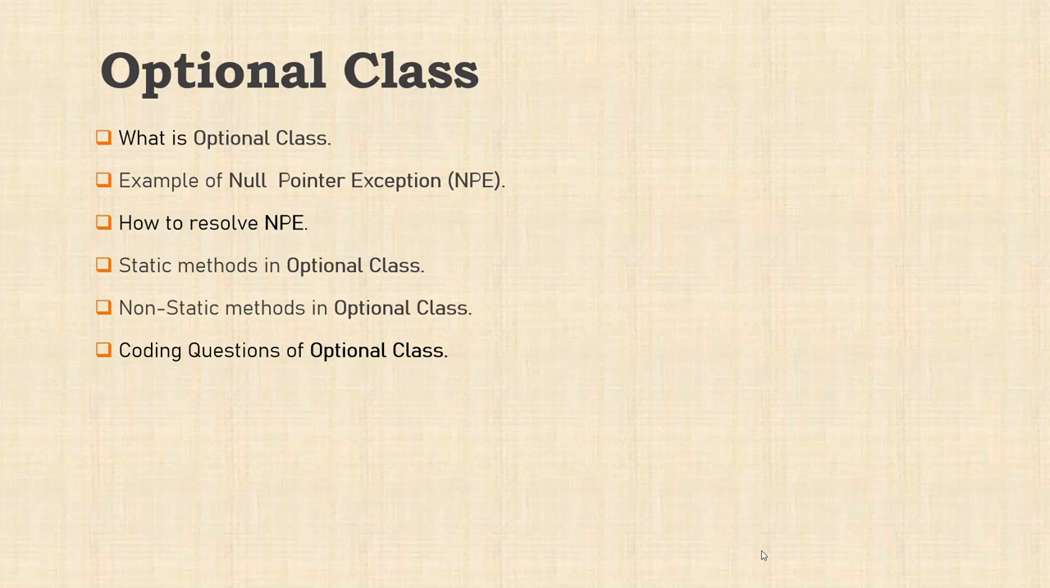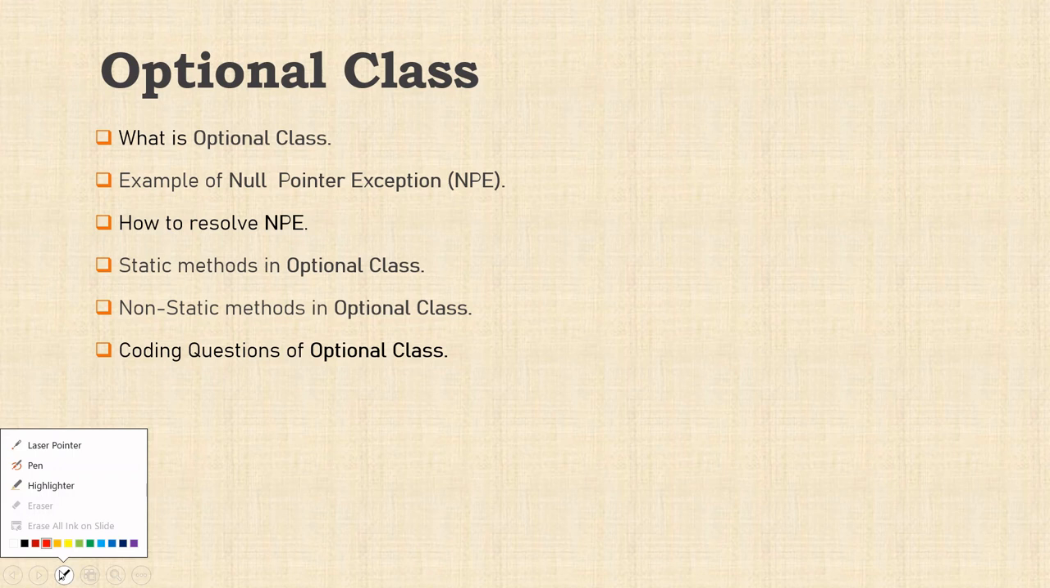Okay, so firstly we are going to touch on what the Optional class is and an example of NullPointerException. Then how to resolve NullPointerException, static methods in the Optional class, non-static methods in the Optional class, and coding questions of the Optional class. So we are going to touch all these questions, and we'll cover them one by one. So let's get started.